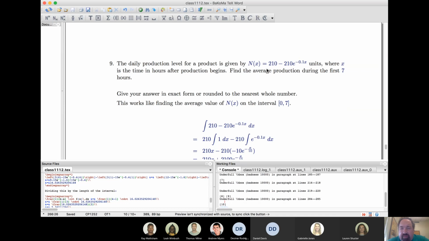Sorry, my eyes were scrolling through this too quickly. Since it's during the first 7 hours, we're talking hour number 0 as a lower limit up to hour number 7. We have a total time span of 7 hours. The difference between these two has to be 7 hours. It's because it's the first 7 hours that we go from 0 to 7. So we want the average value on this interval.